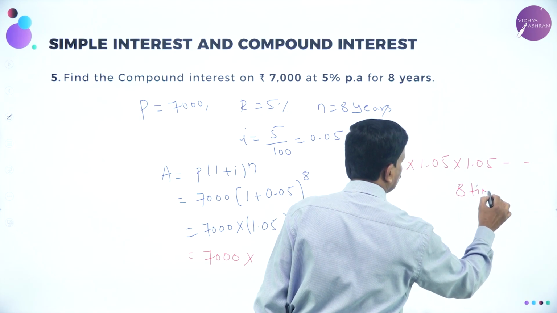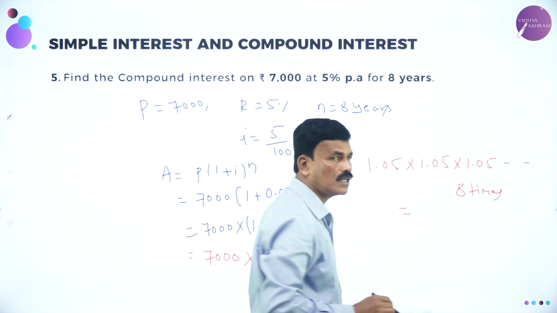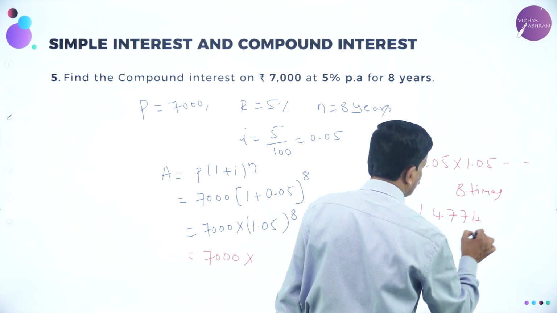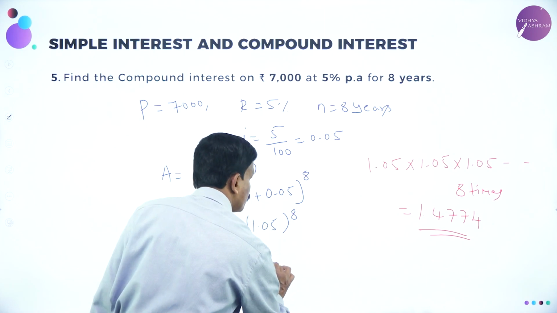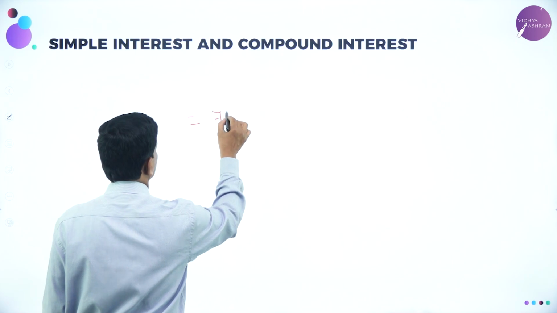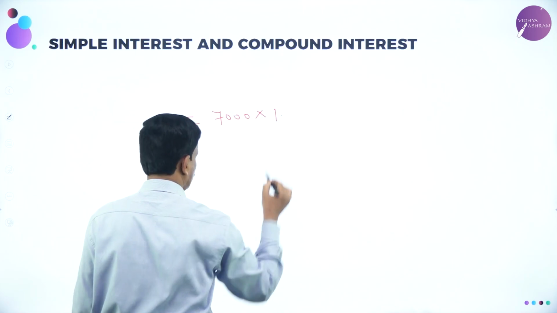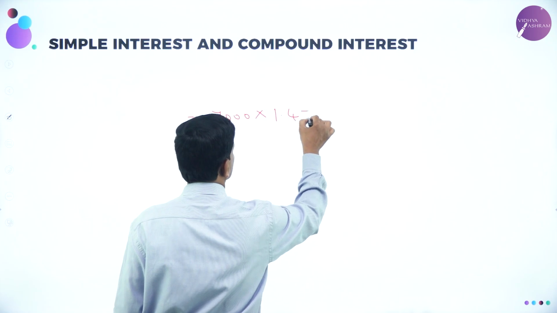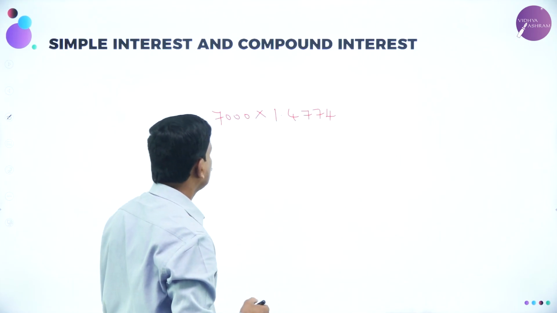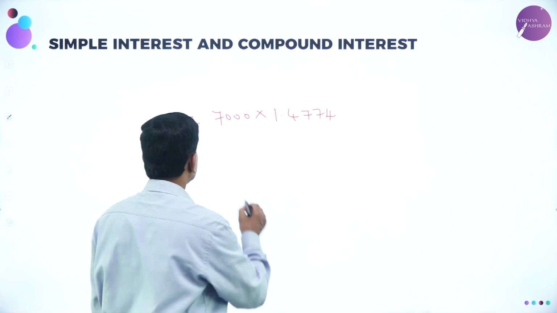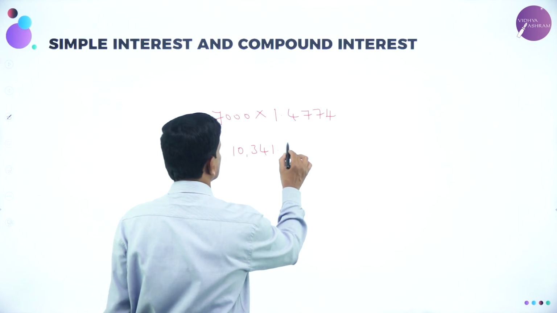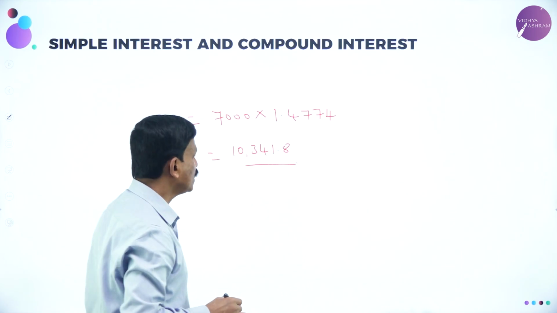8 times, if you multiply using a calculator, you are going to get the answer as 1.4774. Substitute here 1.4774. Simplify this. This is equal to 7,000 into 1.4774. So if you multiply this 7,000 into 1.4774, this is equal to 10,341.8. So you are going to get the amount.